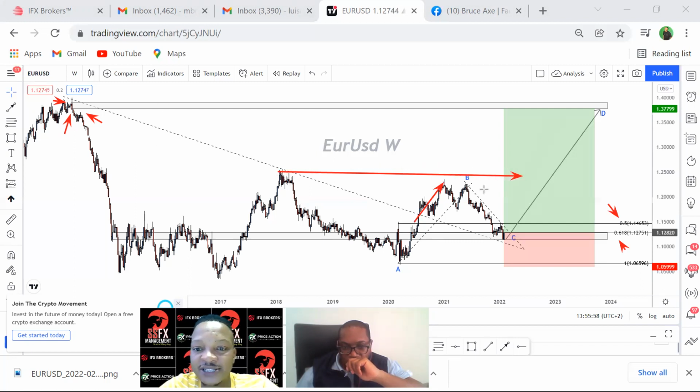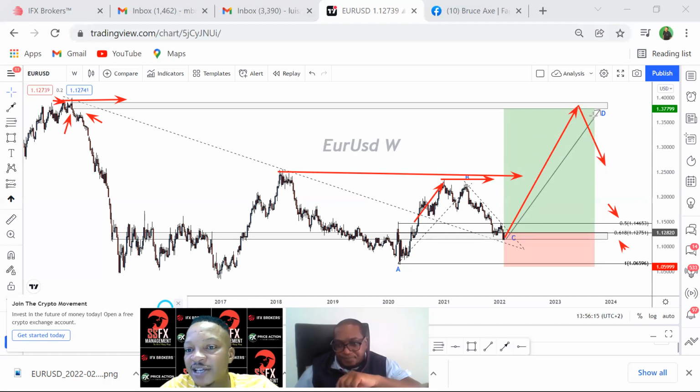Okay, if it breaks this level here, where is it gonna stop? It's gonna stop where it stopped before, which is that level there. So when price reaches this level here, we only look for sell signals going down, because here is the supply zone. Yeah, a lot of traders will want to sell it going down.